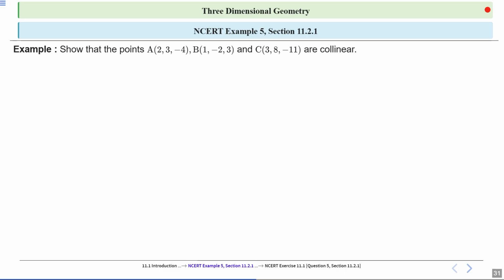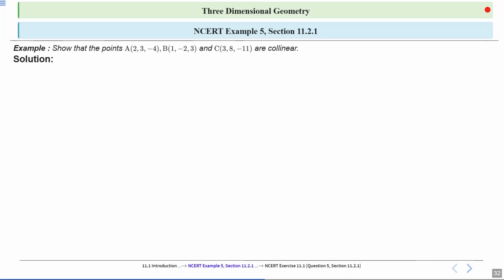Now let's look at example 5. In this example, we have to show that the points A (2, 3, -4), B (1, -2, 3), and C (3, 8, -11) are collinear. So first of all, try it yourself and then see the solution. So let's solve this example step by step.